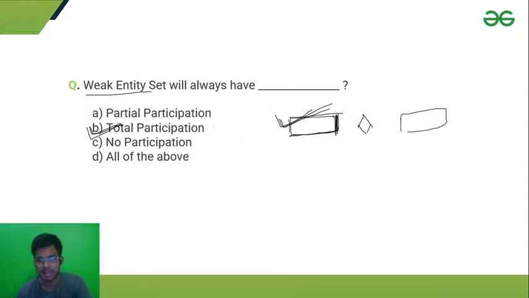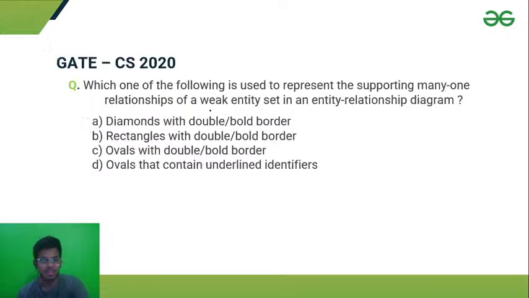A strong entity set has a single border. Okay, this is not a double border. This is a single border, and this is a weak entity set, Aadhaar card number. It has a double border. Okay, so it has total participation, as you can see here. This has total participation.